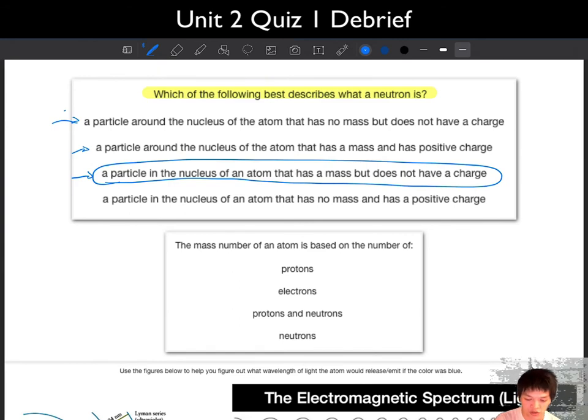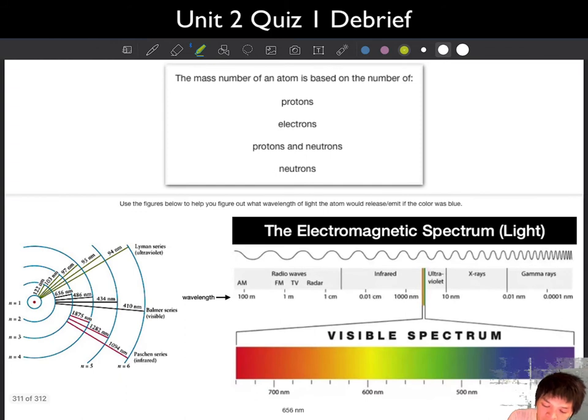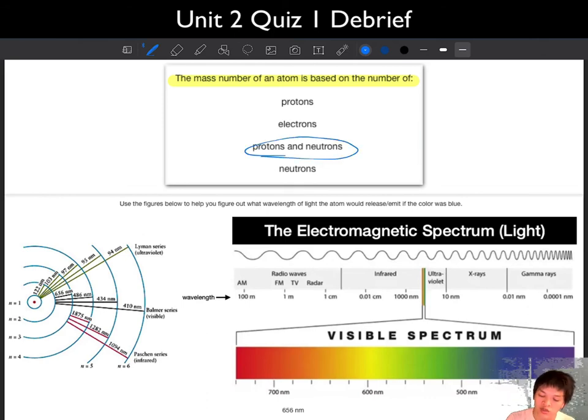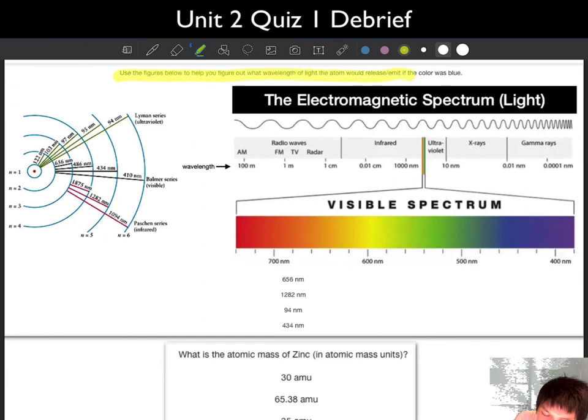Okay, next question. Let's see. The mass number of an atom is based on the number of, well, this one's just definition. Mass number is protons plus neutrons. And then we got this next question that has these 2 big graphics that we talked about before. Use the figures below to help you figure out the wavelength of light the atom would release or emit if the color was blue.